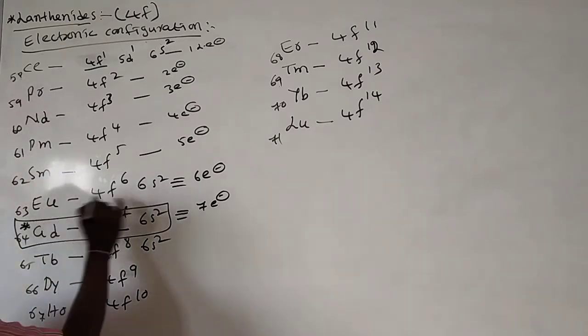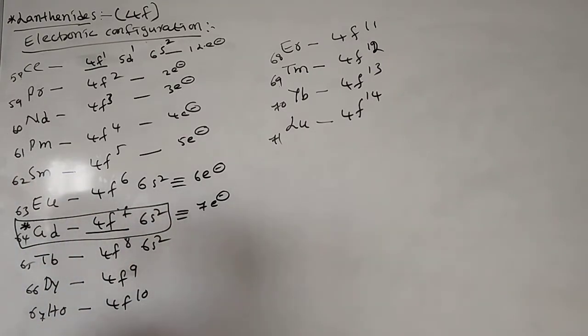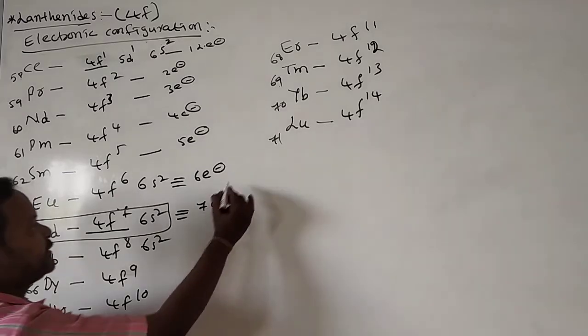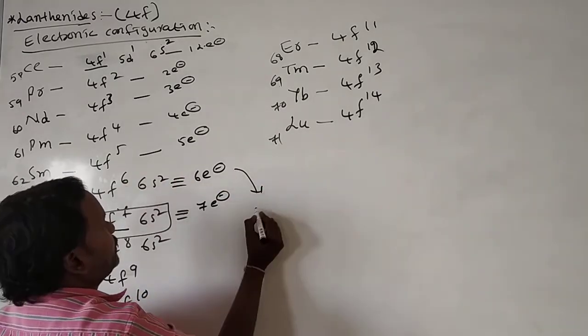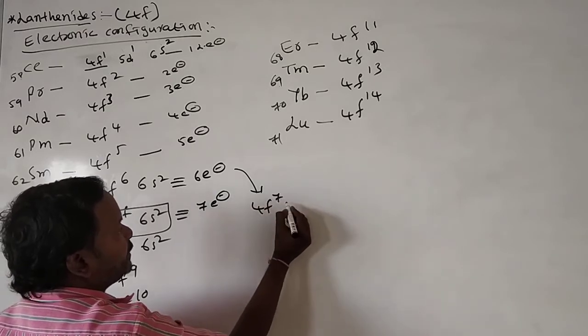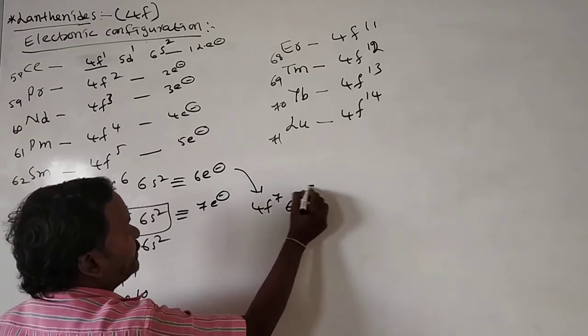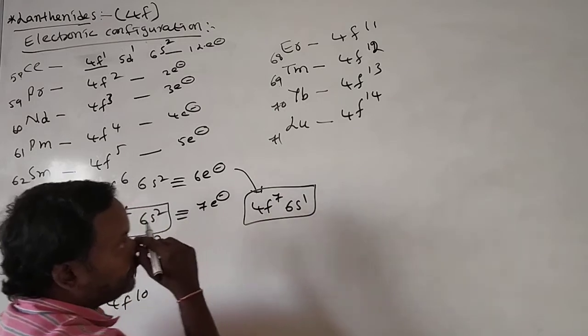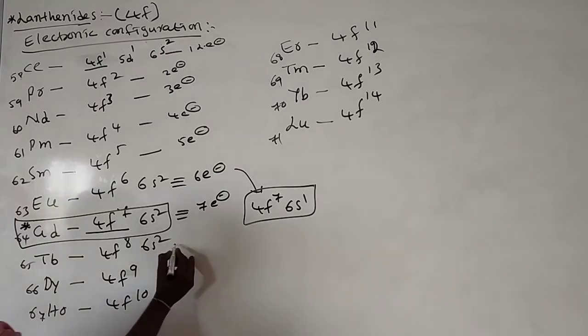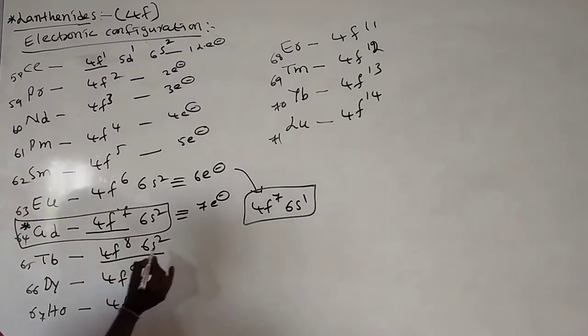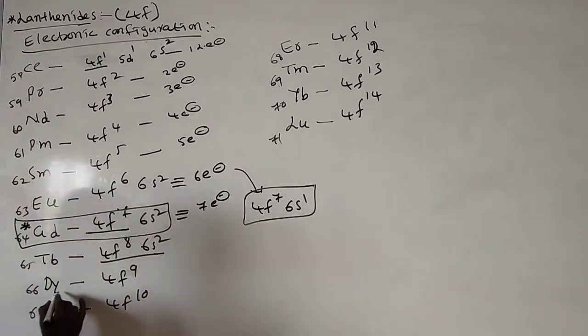And here europium also exhibits abnormal electronic configuration. It may exhibit 4f6 6s2, or it may exhibit 4f7 6s1. This is the abnormal electronic configuration of europium. Okay, terbium next; this is the electronic configuration of terbium.